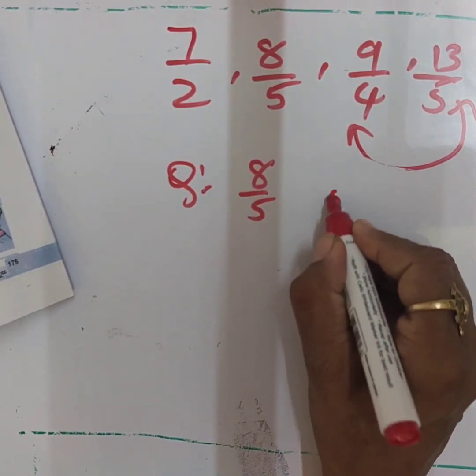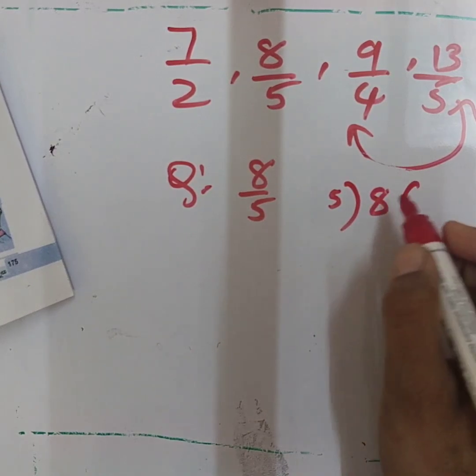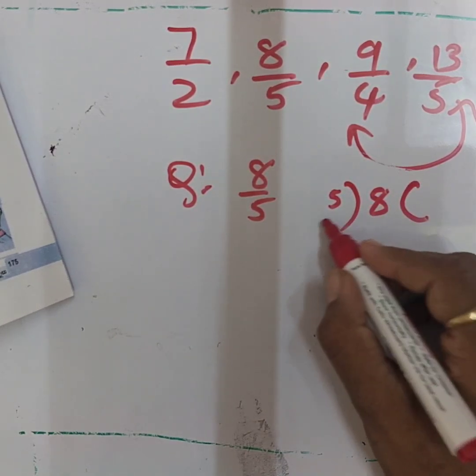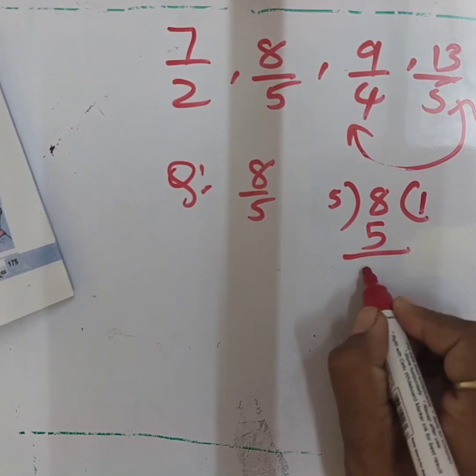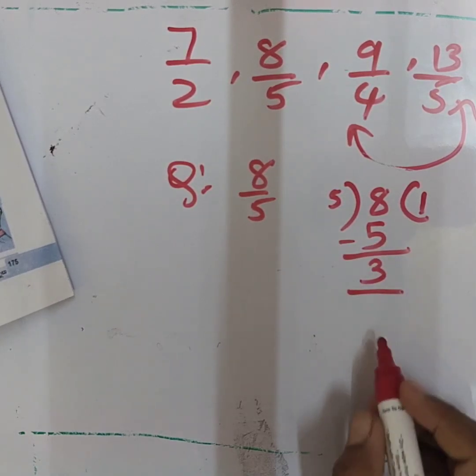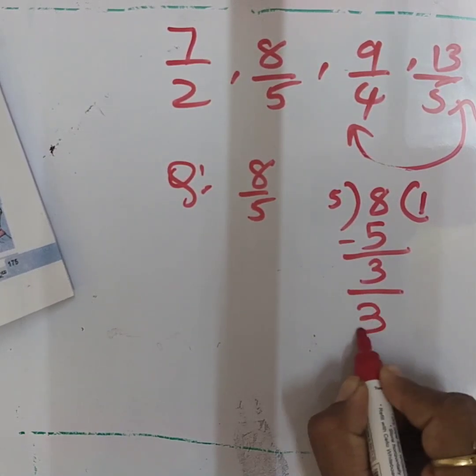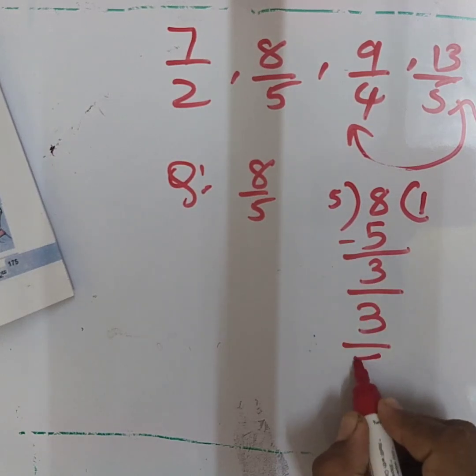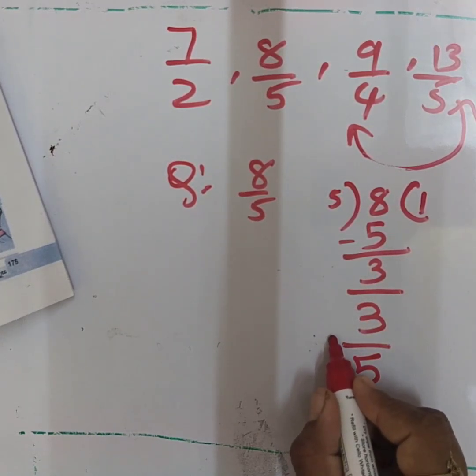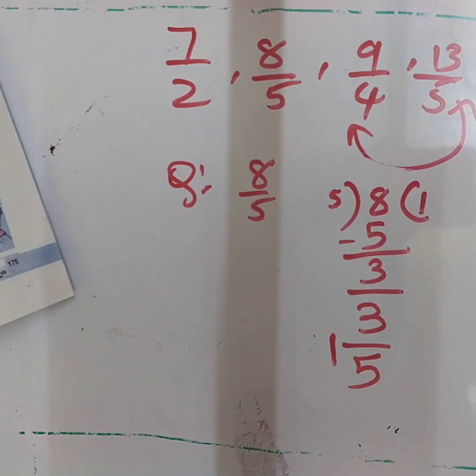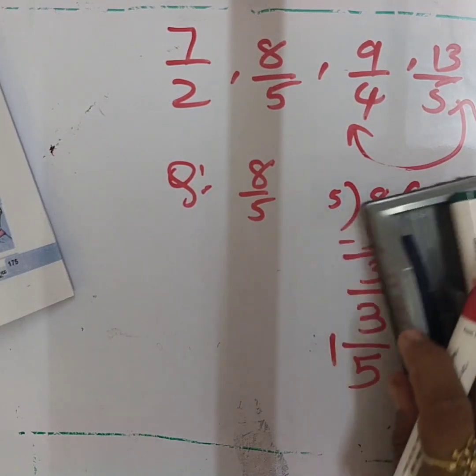So I am going to divide the numerator by the denominator. 5 1s are 5. By subtracting I am getting 3. So 3 is the numerator, the divisor 5 is the denominator, and the quotient 1 we are going to write as a whole part. 1 3/5 is the answer.